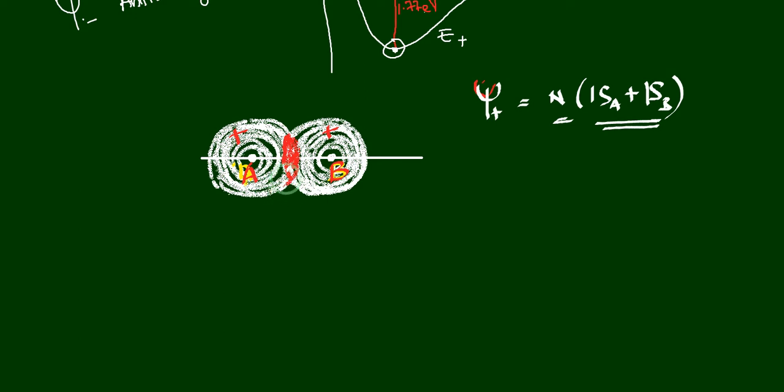This is how bonding happens. Therefore, the psi plus atomic orbital can be called a bonding molecular orbital.